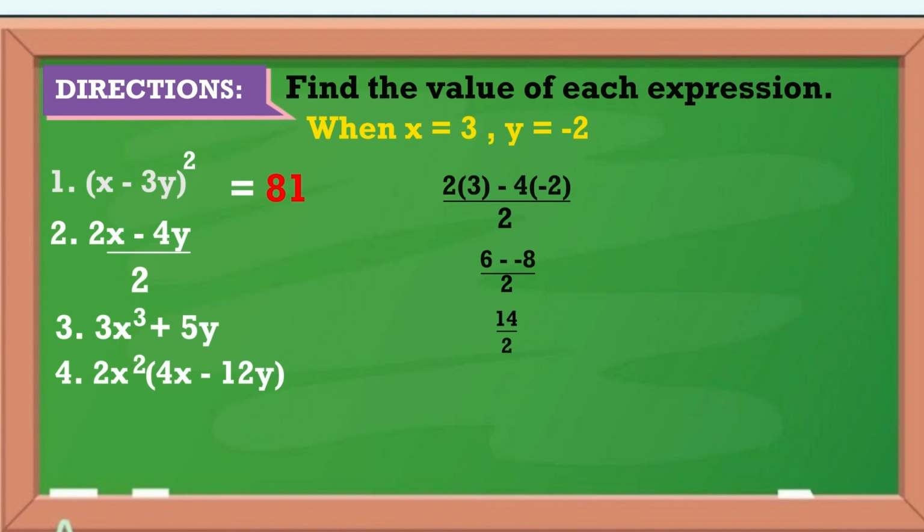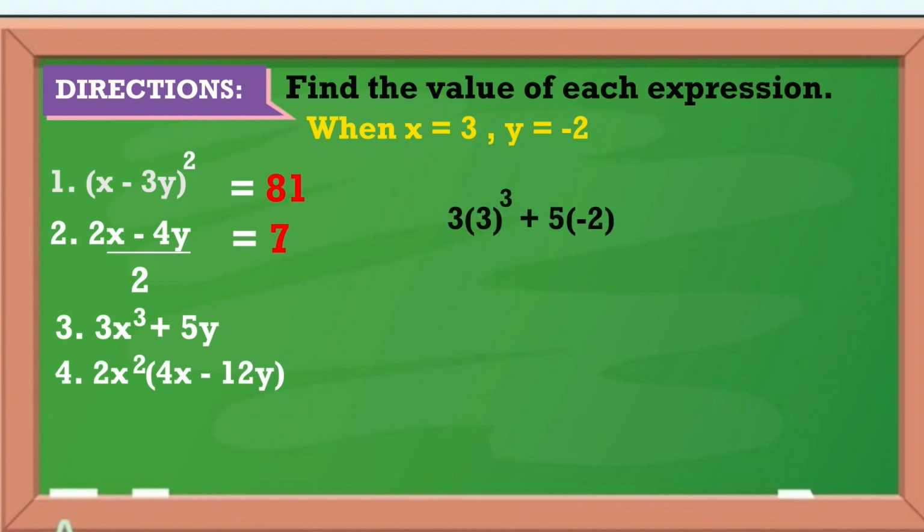Correct? And then last, we will divide. 14 divided by 2 is equal to 7. Correct. So our answer for number 2 is 7. The next, number 3. 3x cubed plus 5y. Again, let's substitute first all the given variables. So it will be 3 times 3 cubed plus 5 times negative 2.